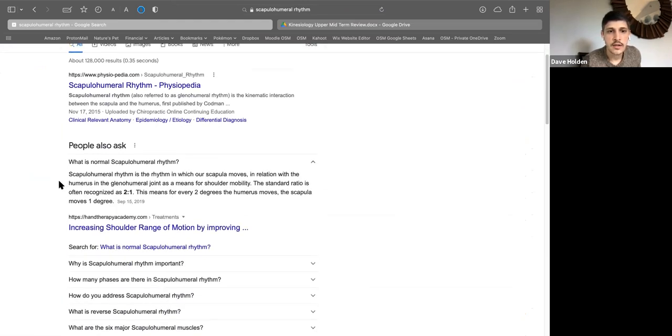In relation to the humerus and the glenohumeral joint as a means for shoulder mobility, the standard ratio is often recognized as 2 to 1, which means for every 2 degrees the humerus moves, the scapula moves 1 degree. Okay.